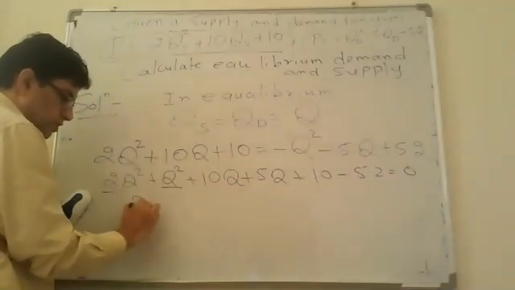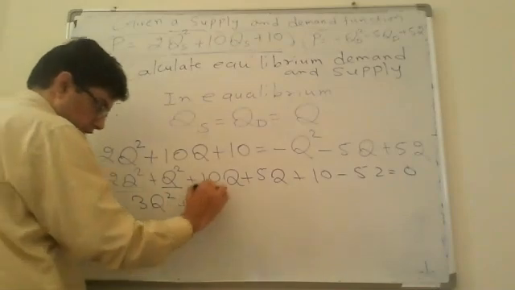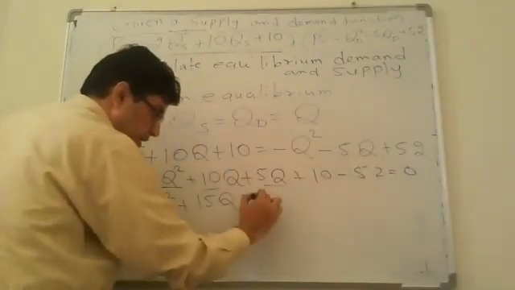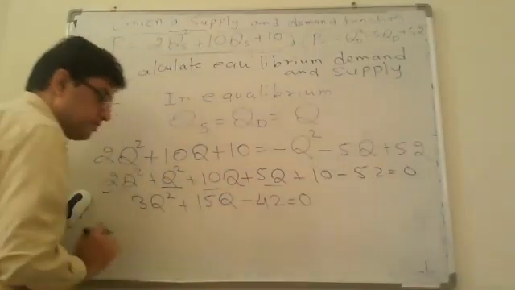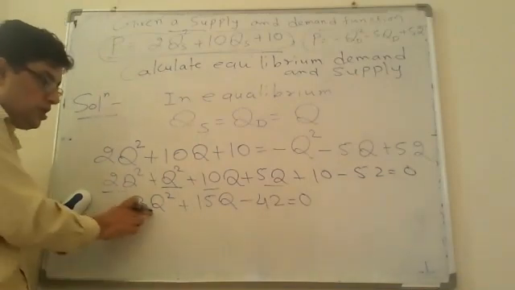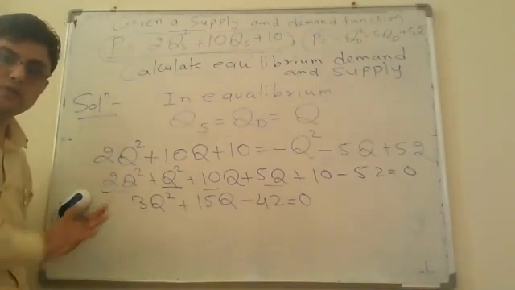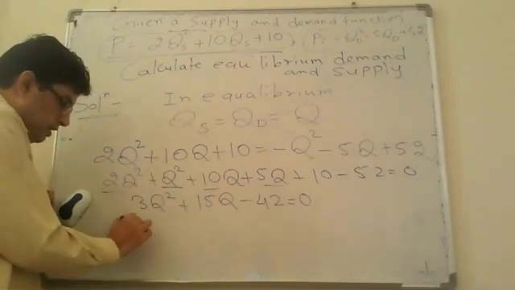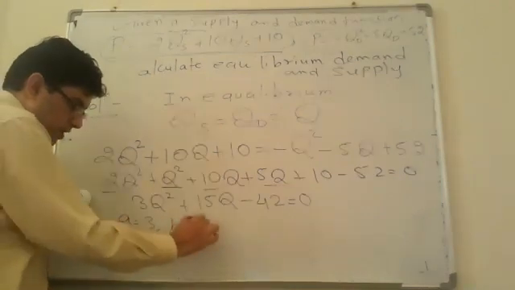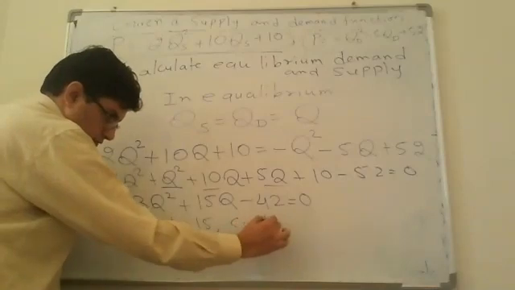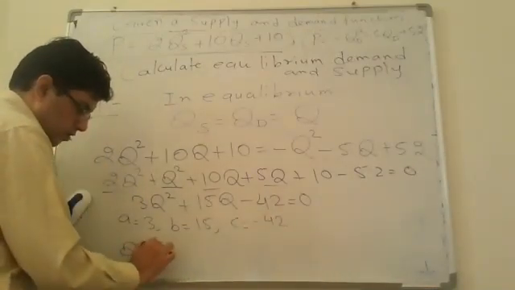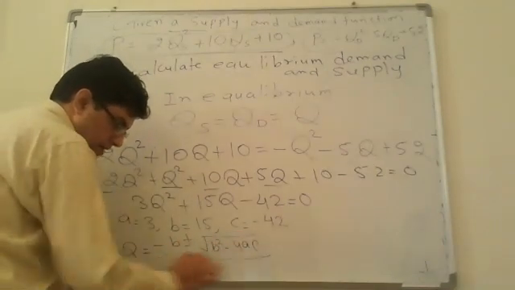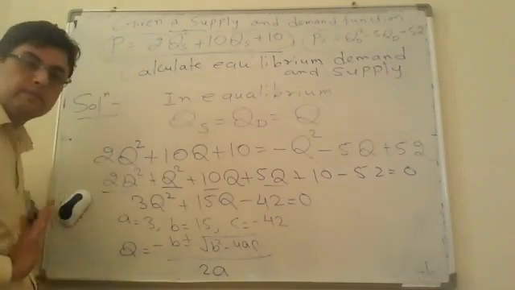Now 2q square plus q square is 3q square, 10q plus 5q is 15q, and 10 minus 52 is minus 42, equal to 0. Now this is a simple quadratic equation. You have to solve it to find the value of q. Take a equal to 3, b equal to 15, c equal to minus 42, and q is equal to minus b plus or minus the square root of b square minus 4ac, divided by 2a. You have to use this formula.